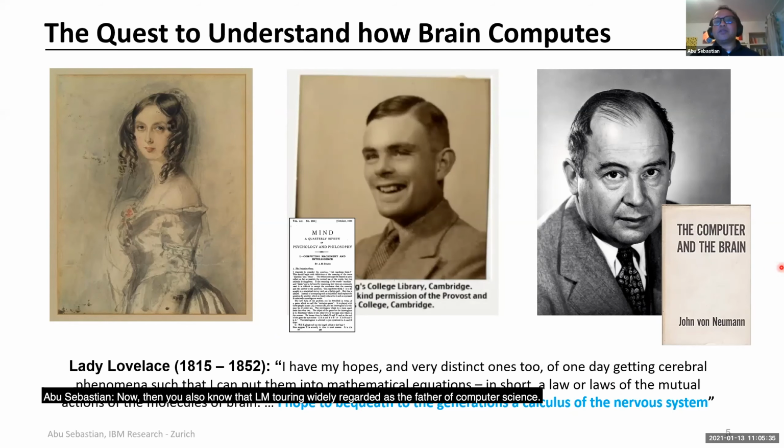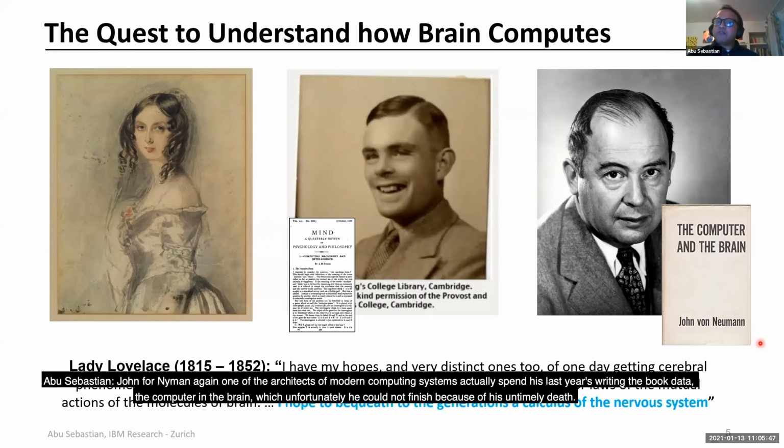Now, you also know that Alan Turing, widely regarded as the father of computer science, was fascinated by this question as to whether machines can ever think, and that led to the famous imitation game and the Turing test and so on. John von Neumann, again, one of the architects of modern computing systems, actually spent his last years writing the book titled The Computer and the Brain, which unfortunately he could not finish because of his untimely death.